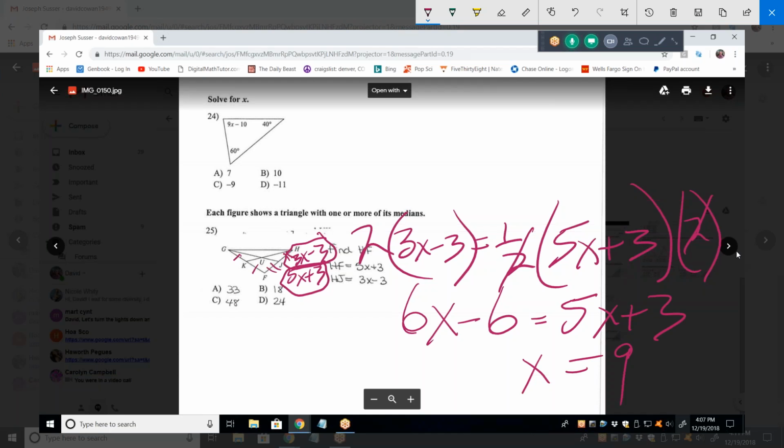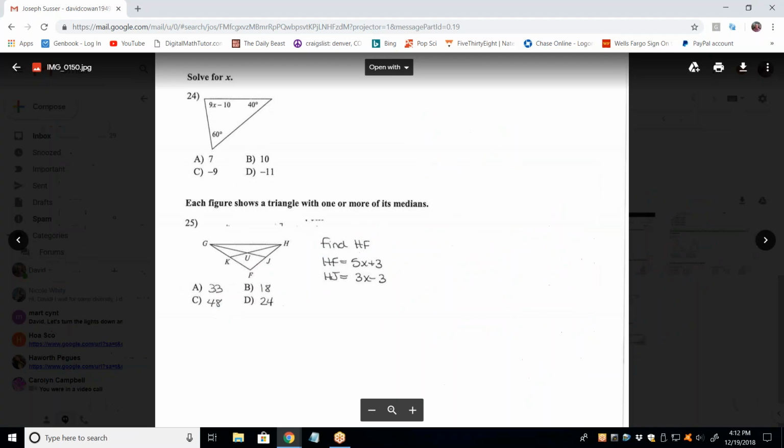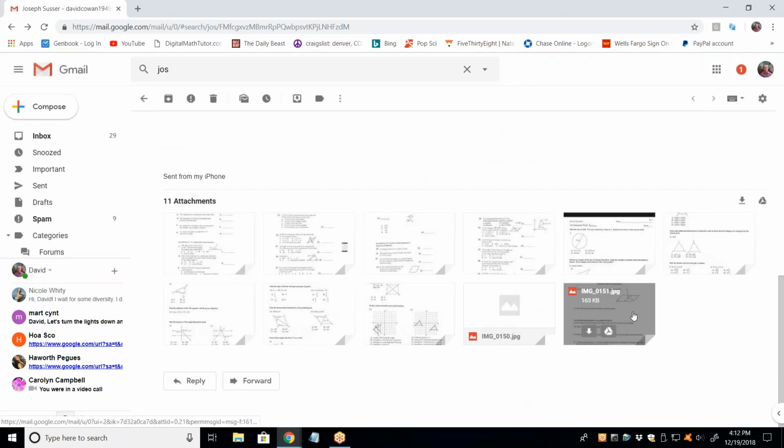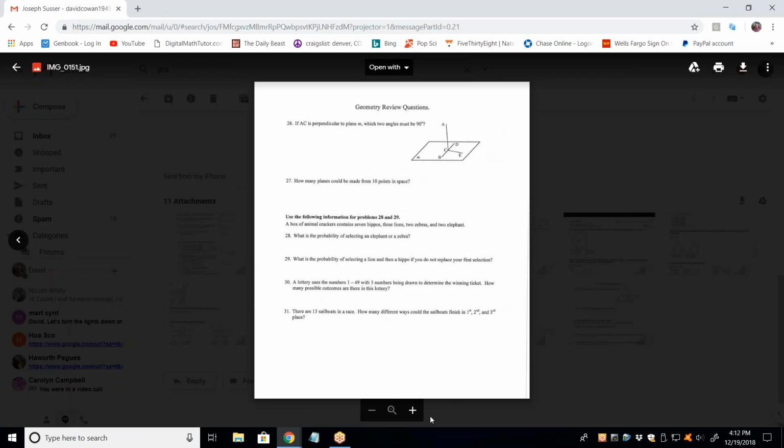Again, not an answer. Actually, what's the question? Because it's not visible on my page. Find HF. Oh, HF. Yeah. So if x is equal to 9, then we have 45 plus 3. Okay, so that would be C. Yeah. All right. And this is the last on that page. Okay, so we're looking for a 26. And that is the last page, isn't it?